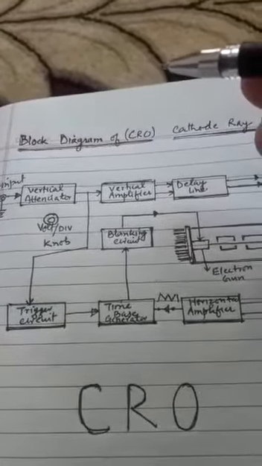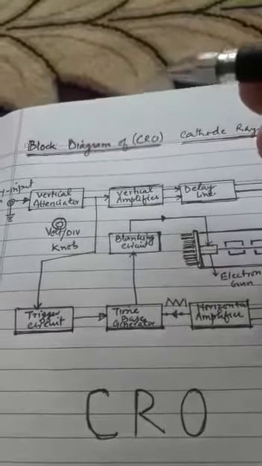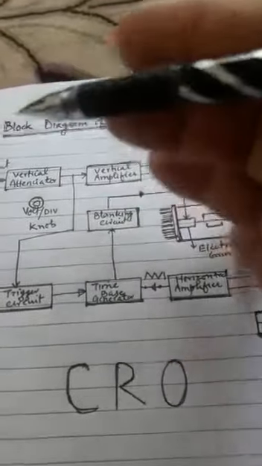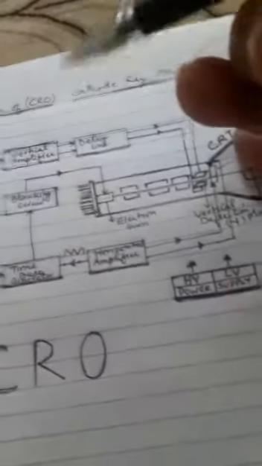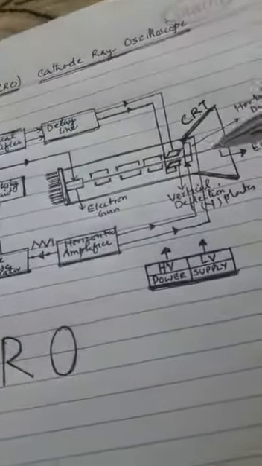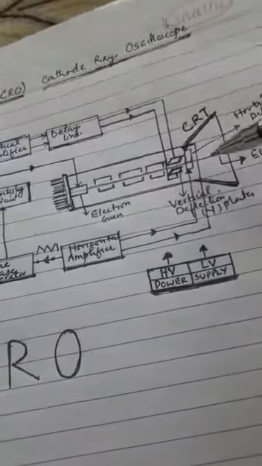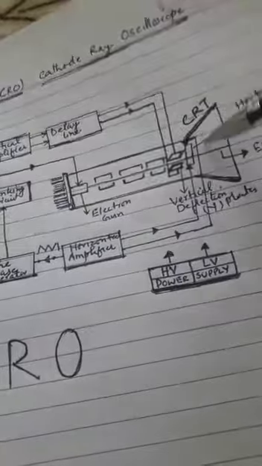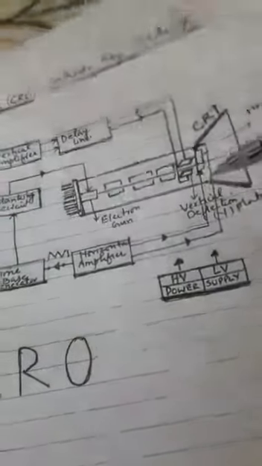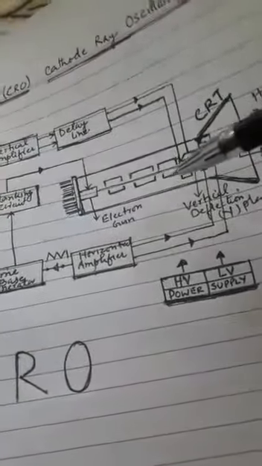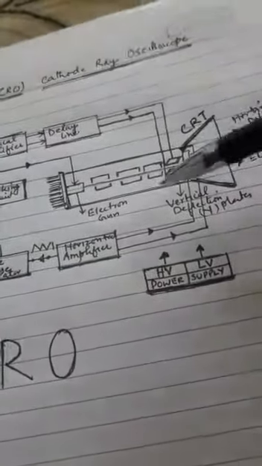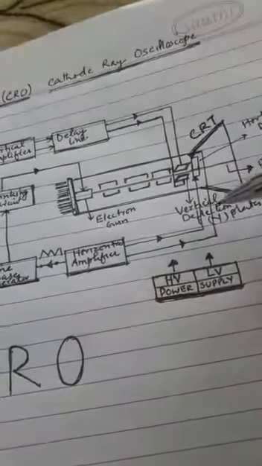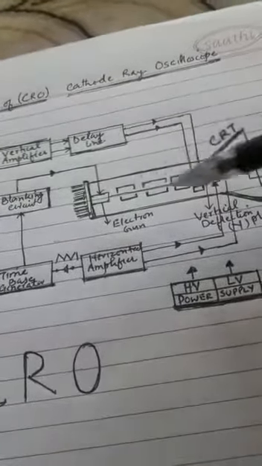So the function of CRO is just to draw images on the screen, as I have shown here. It draws different types of images on the screen, in the form of signals. This is the CRT in this block diagram of CRO. CRT means cathode ray tube. This is the cathode ray tube which is used in this cathode ray oscilloscope.